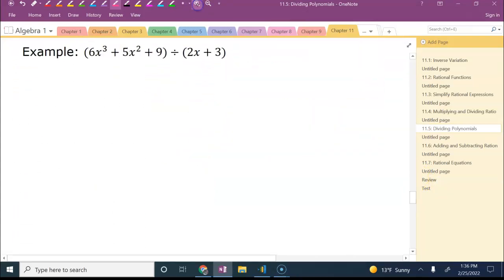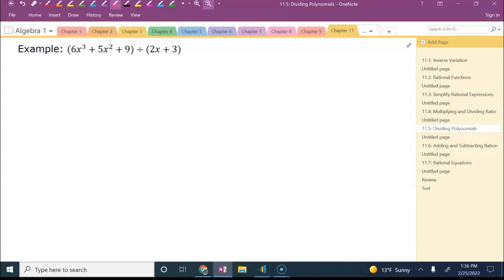So practice on, no, don't practice on this one yet. We're going to go over this one together because this has a special thing happening. I want you to take a look at this polynomial here. We have 6x to the third plus 5x squared plus 9. Do you notice anything missing there?